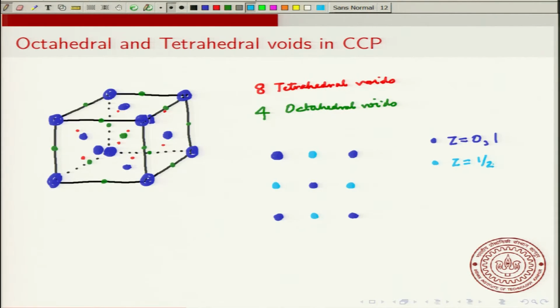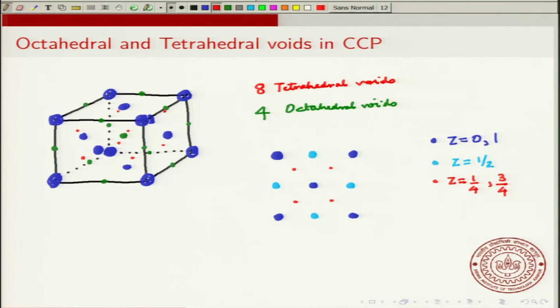Okay, and this is the cubic close packed structure. Okay, and now the voids. Voids will be located at 1/4 and 3/4. So these are the tetrahedral voids. They'll be located right here at z equal to 1/4 and 3/4. Okay, so there'll be voids located like this.